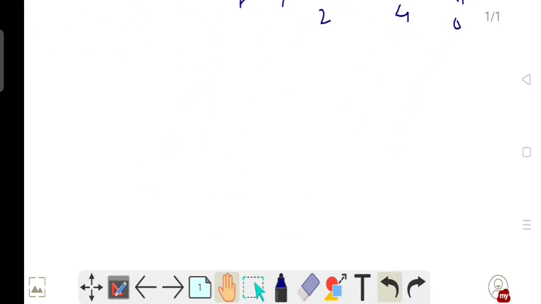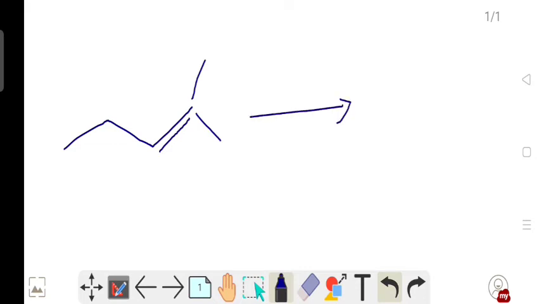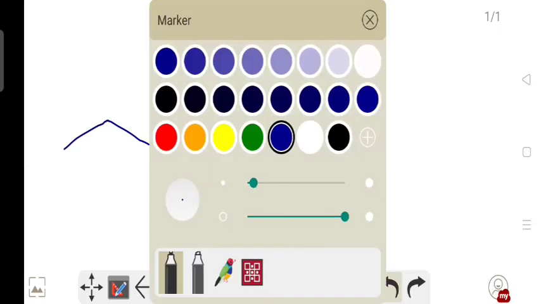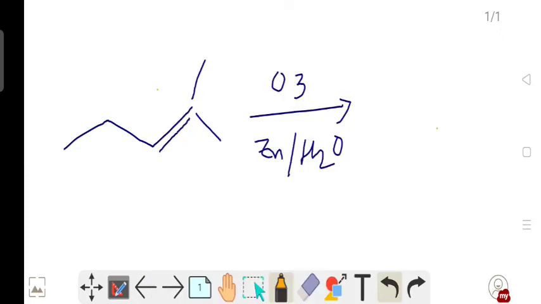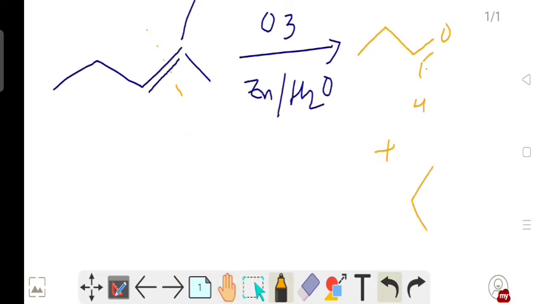Again, if I take another example, like if I take this molecule and use ozone and Zn/H2O, then the product will be very easy. Just break down these two bonds and the product will be this one. The first one is this and the next one will be this. So this is the final product. So this is the ozonolysis reaction.